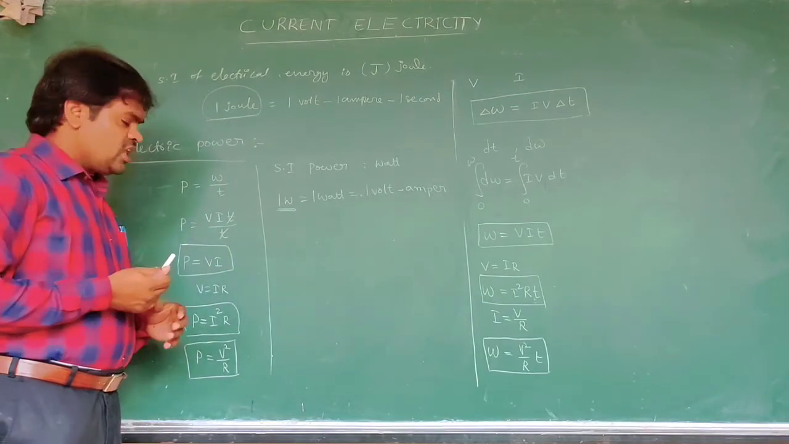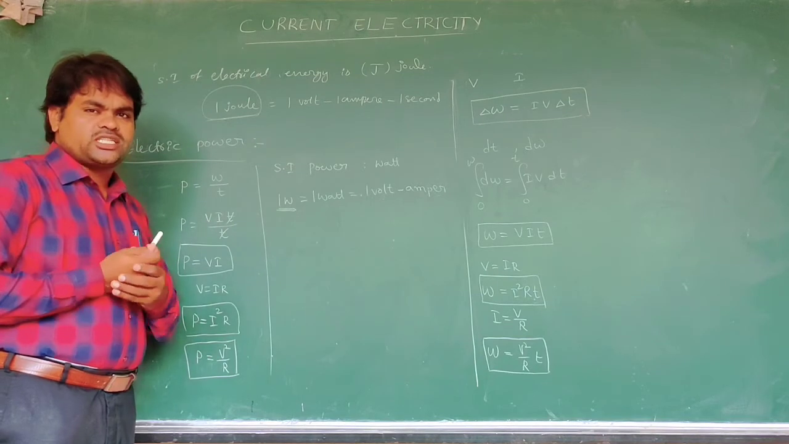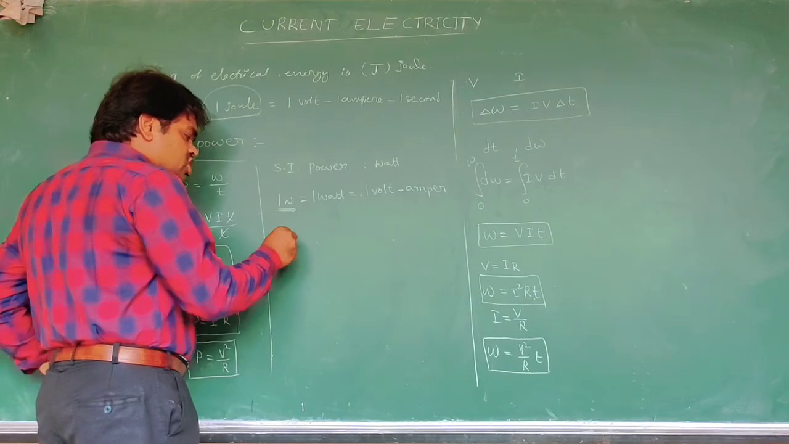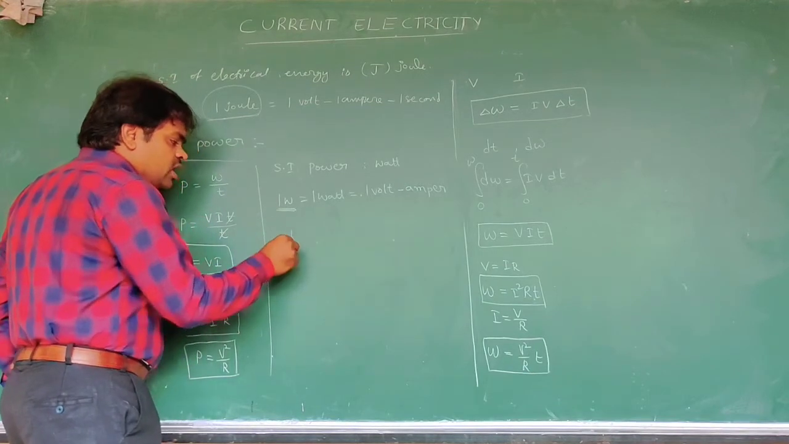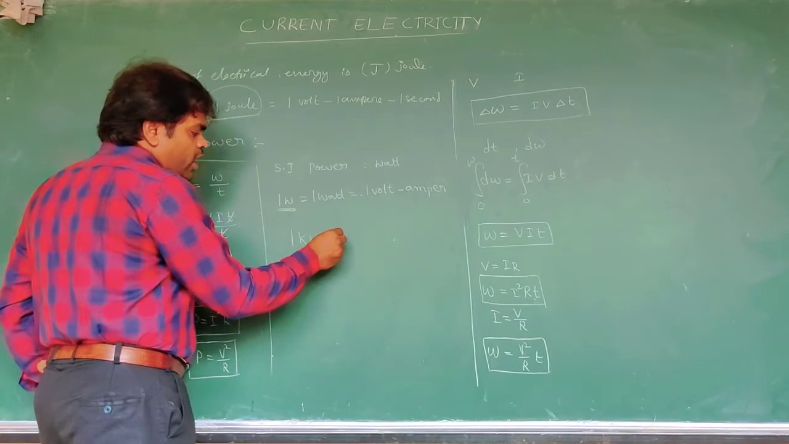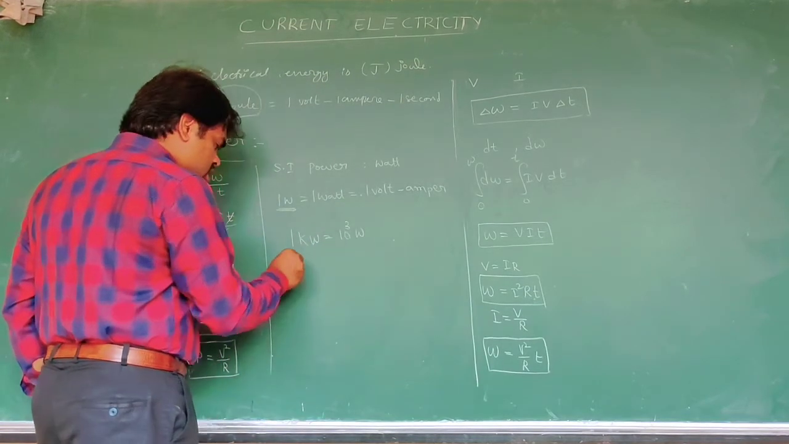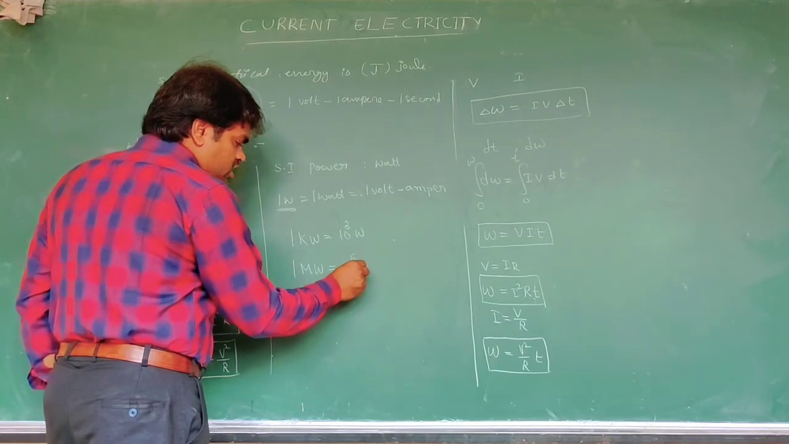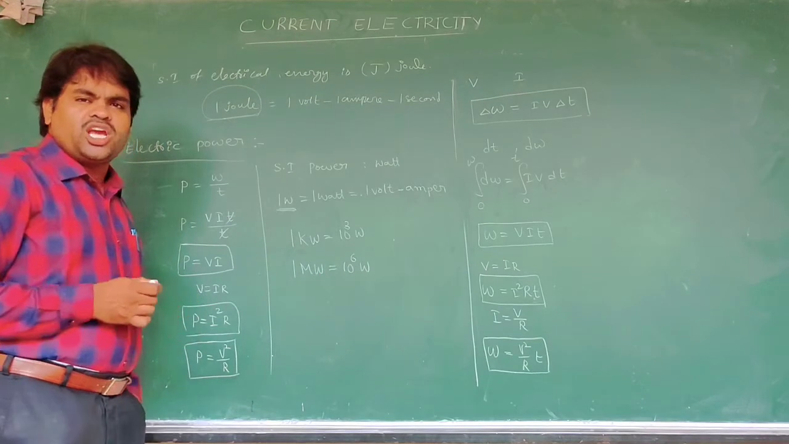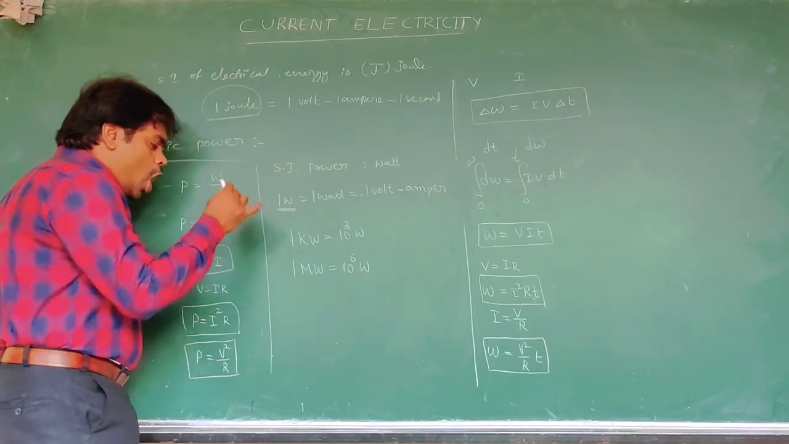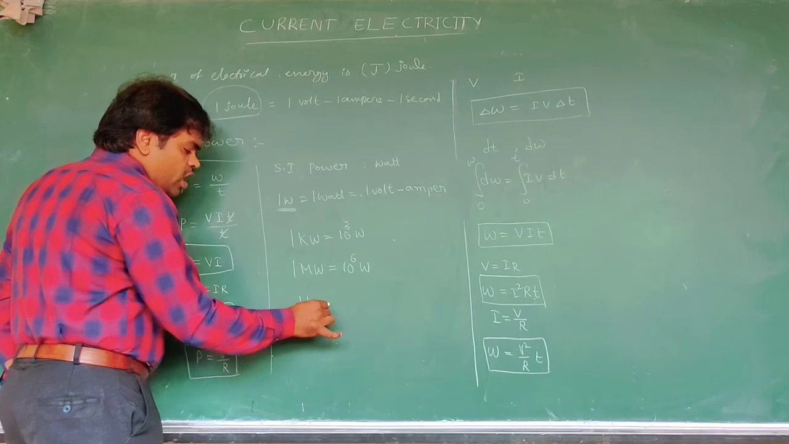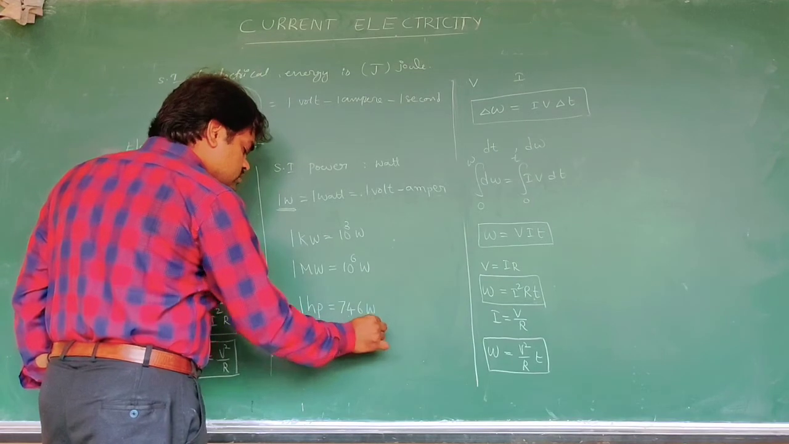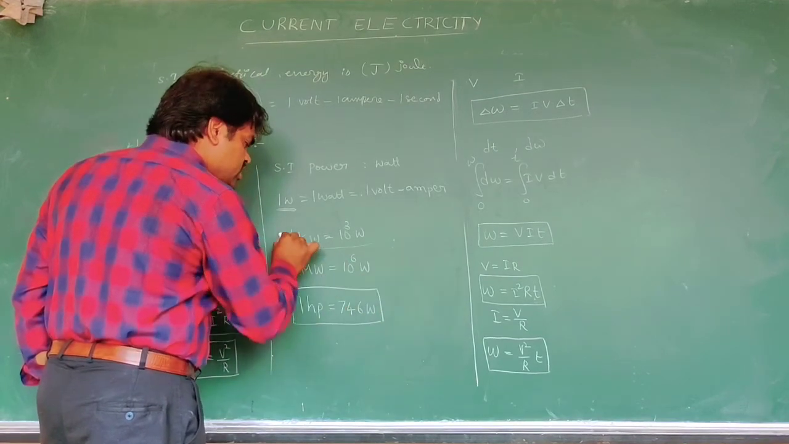That means the watt is a small unit of power. That's why we use larger units of power. The larger units are kilowatt: 1 kilowatt is equal to 10 to the power of 3 watt, and 1 megawatt is equal to 10 to the power of 6 watt. Now the commercial unit of power is horsepower. 1 HP is equal to 746 watts. So very, very important.